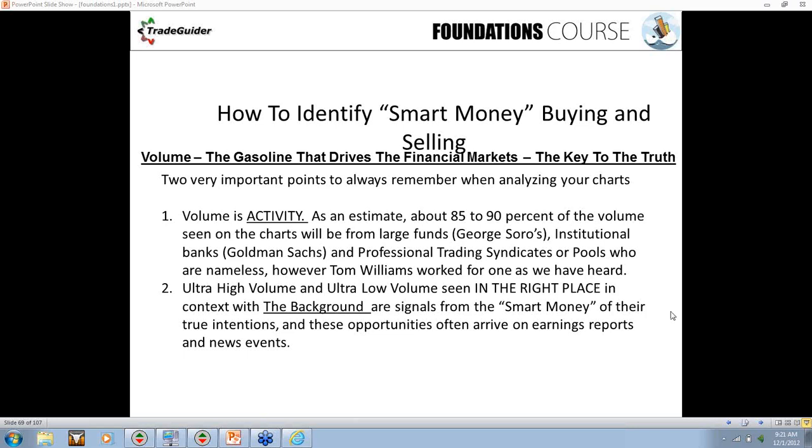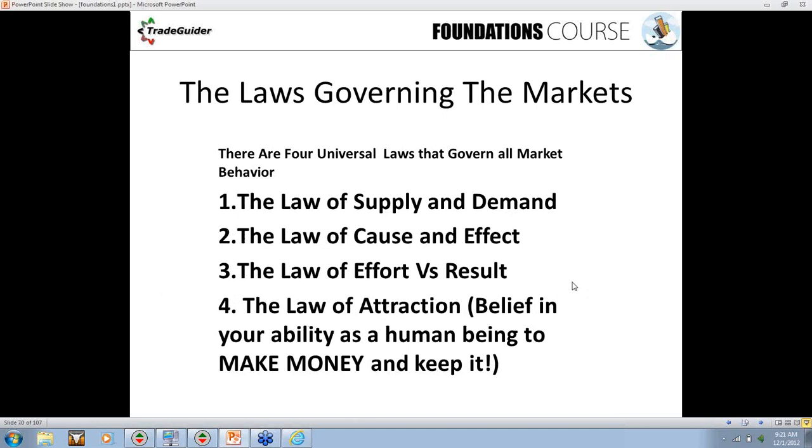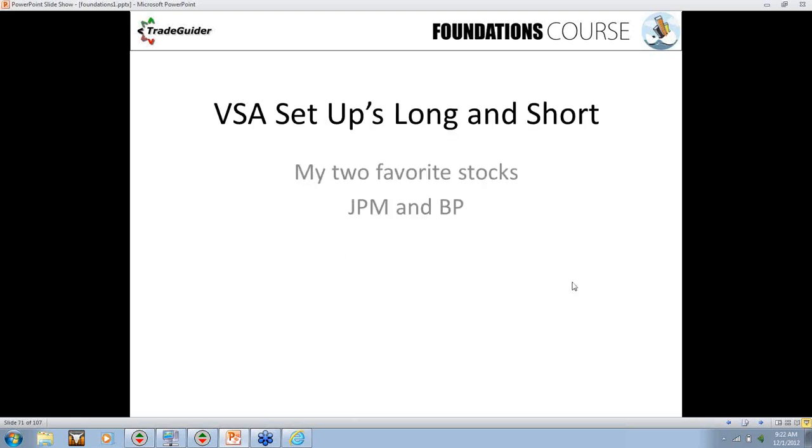Ultra high volume and ultra low volume seen in the right place and in context with the background of the chart are signals from the smart money of their true intentions. And these opportunities often arrive on earnings reports and news events, as we've seen. There are laws that govern the markets. 3 of them are on the chart. The 4th one is really the key. It's your belief in yourself and your ability to make money that is the key to your success. That's something for another time, but it's very important to believe in yourself.